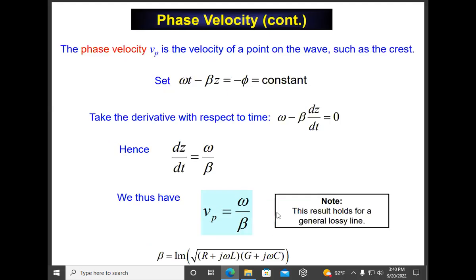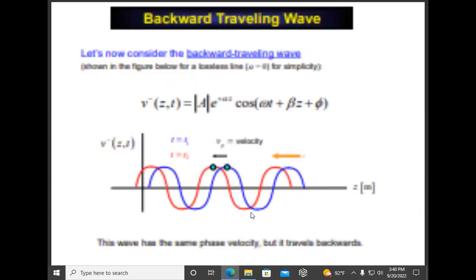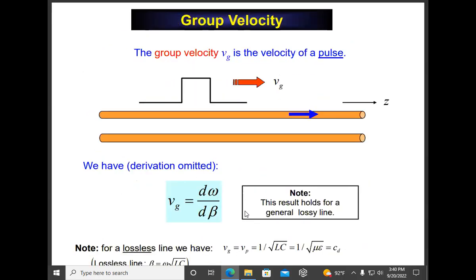But if it's a general lossy line, you got to go through this. It'll be frequency dependent. Now, sometimes you'll meet something. I'm not really going to do too much with it in this course. You talk more about it in the microwave engineering course, but it's probably worth mentioning what it is. There's something called the group velocity. Okay, what the heck is that?